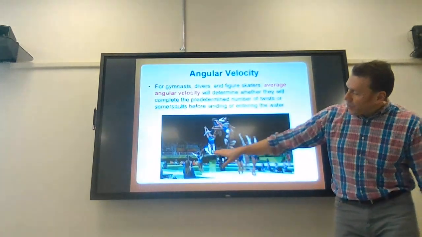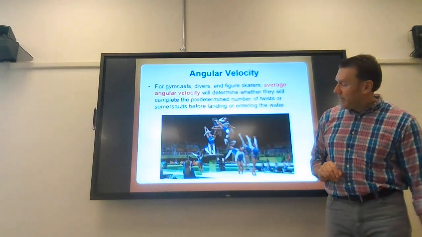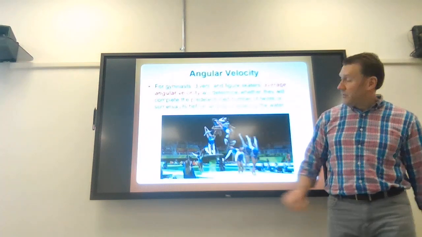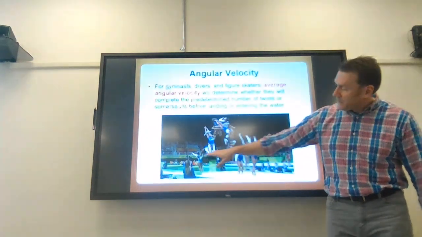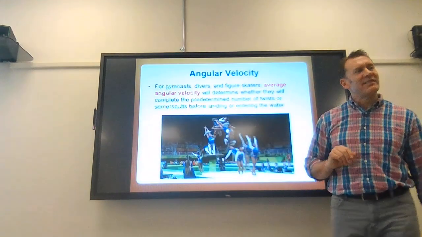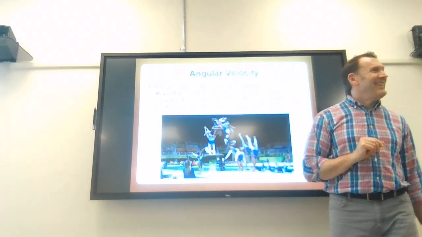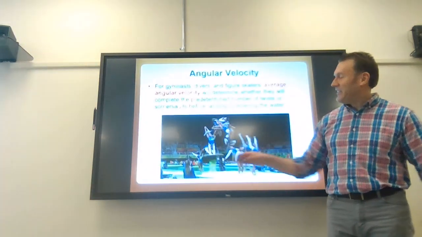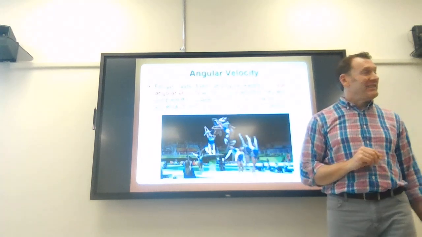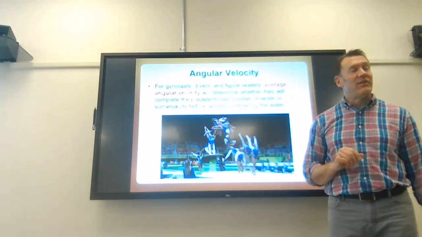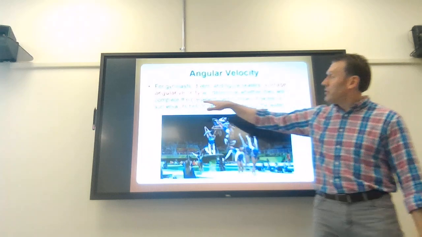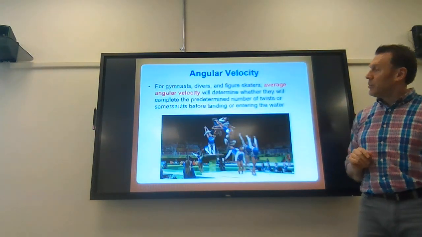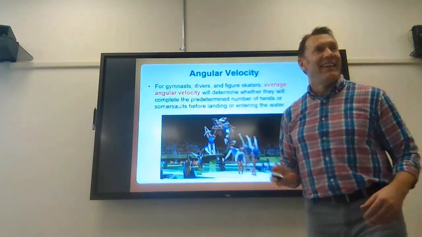And so torque is applied through the approach and then off of the, I'm not sure what this is. Any gymnast that knows what this is called? Generating torque into that platform to generate enough angular velocity to complete the number of twists or turns. But amazing what those athletes are able to do.